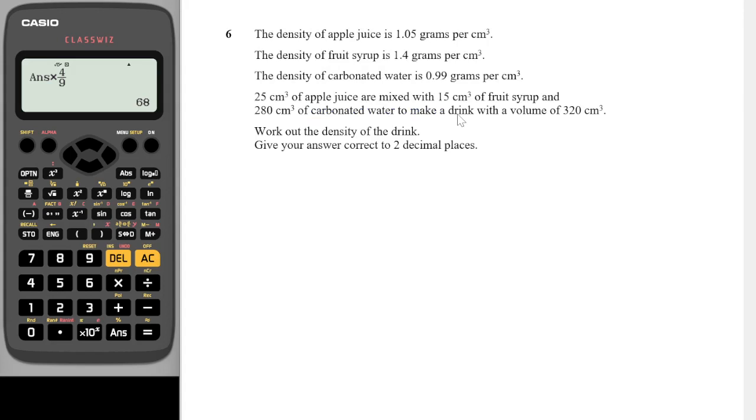Question 6. The density of apple juice is 1.05 grams per centimetre cubed. The density of fruit syrup is 1.4 grams per centimetre cubed. The density of carbonated water is 0.99 grams per centimetre cubed. So 25 centimetres cubed of apple juice is mixed with 15 centimetres cubed of fruit syrup and 280 centimetres cubed of carbonated water to make a drink with a volume of 320. Work out the density of the drink.